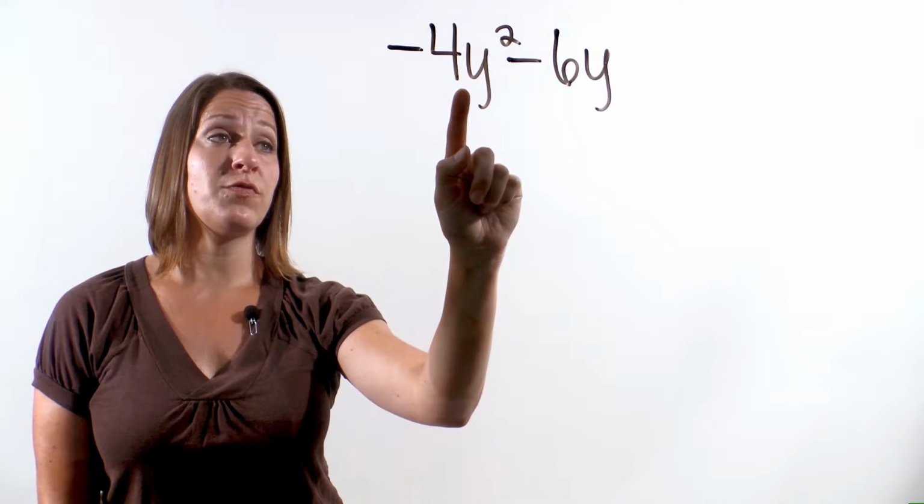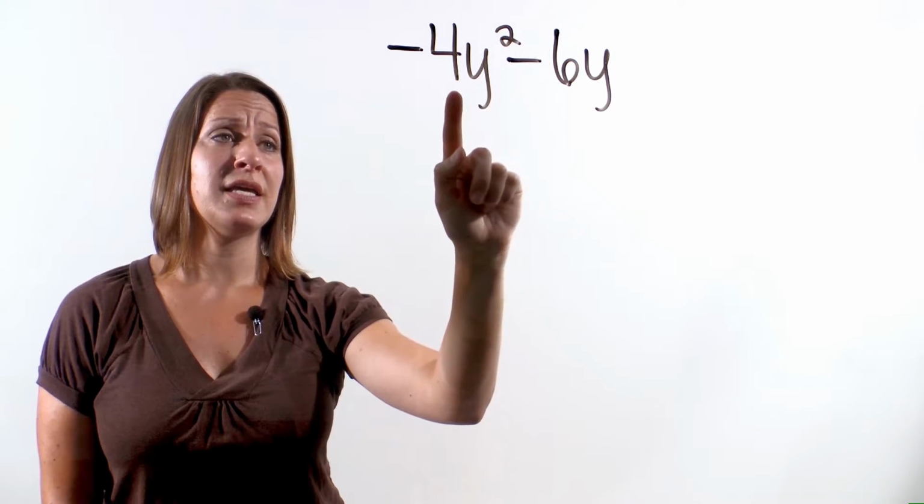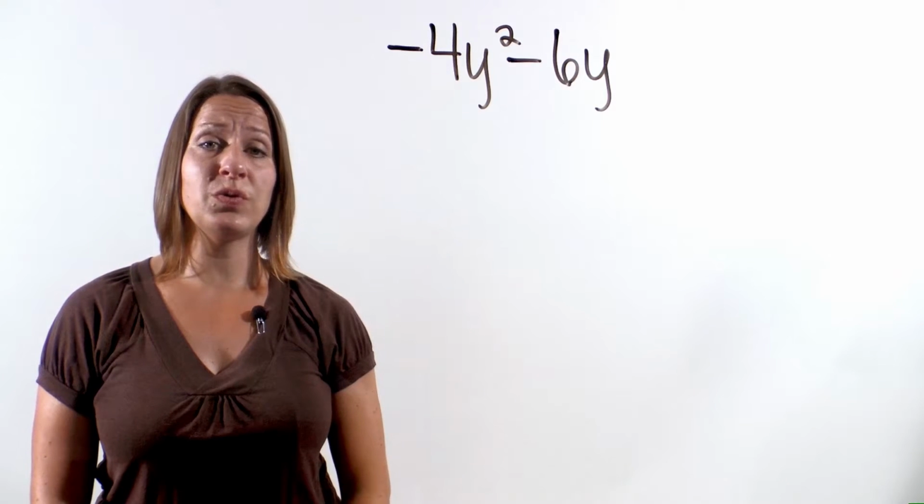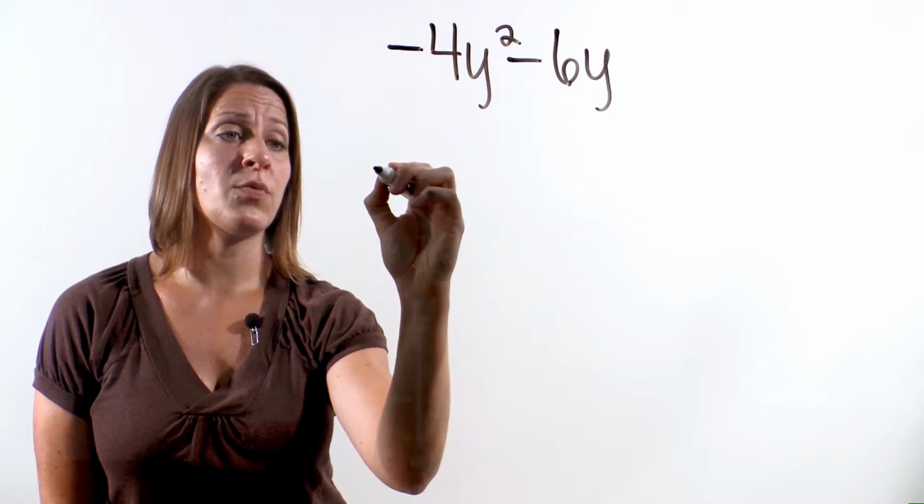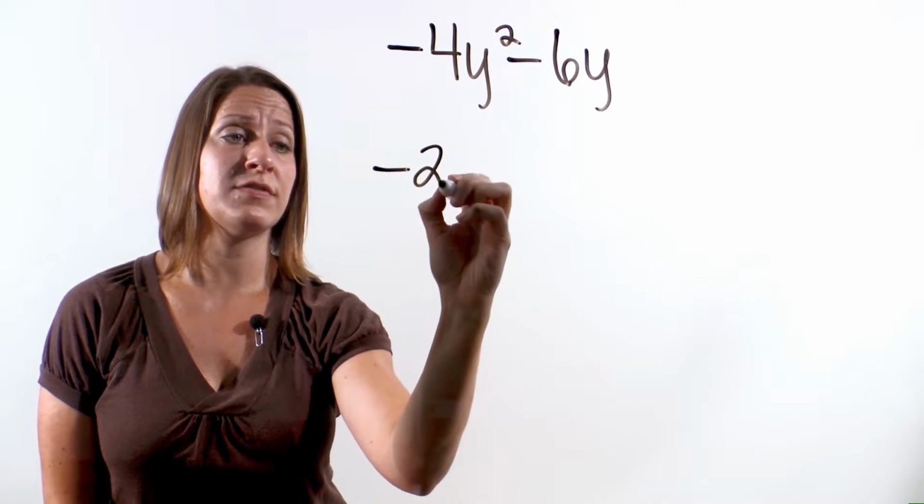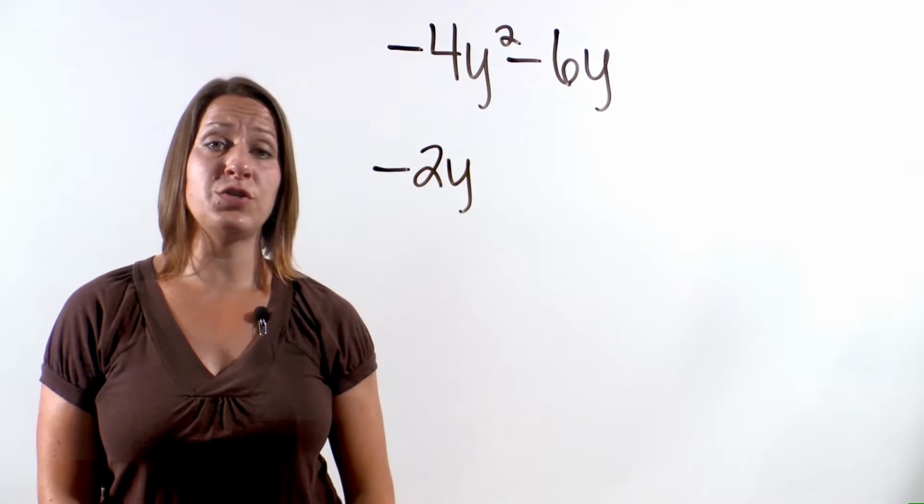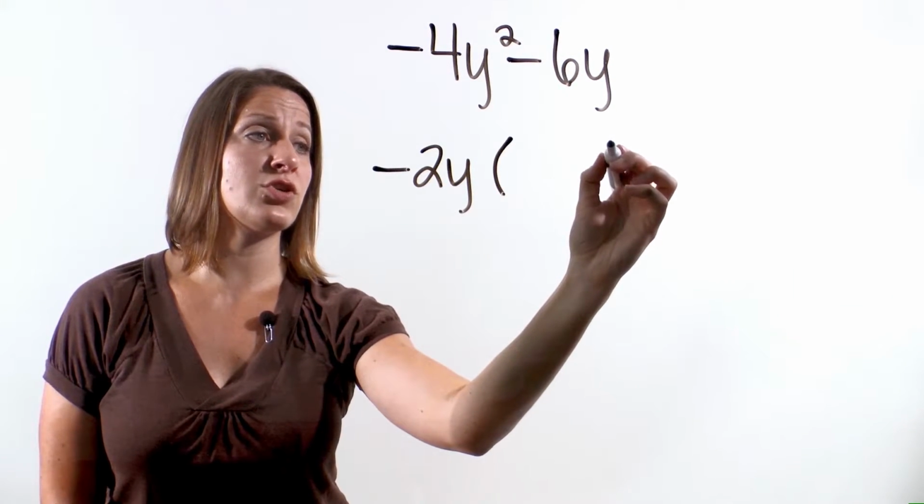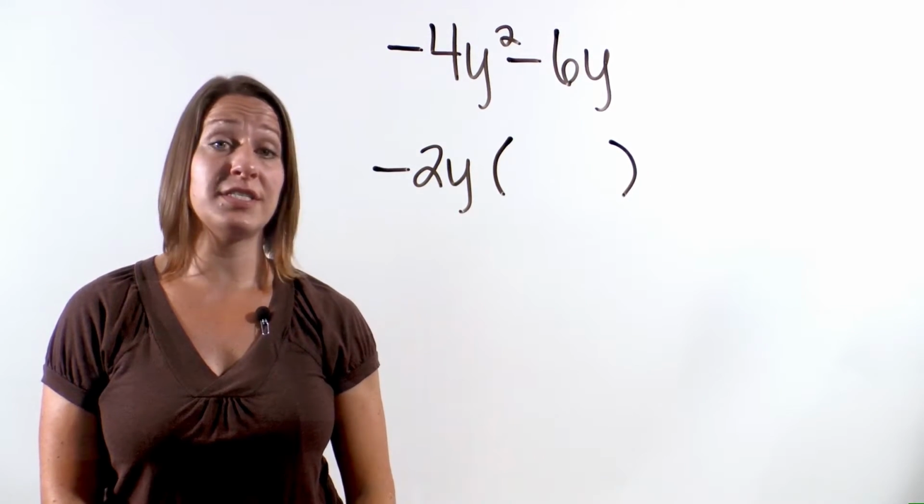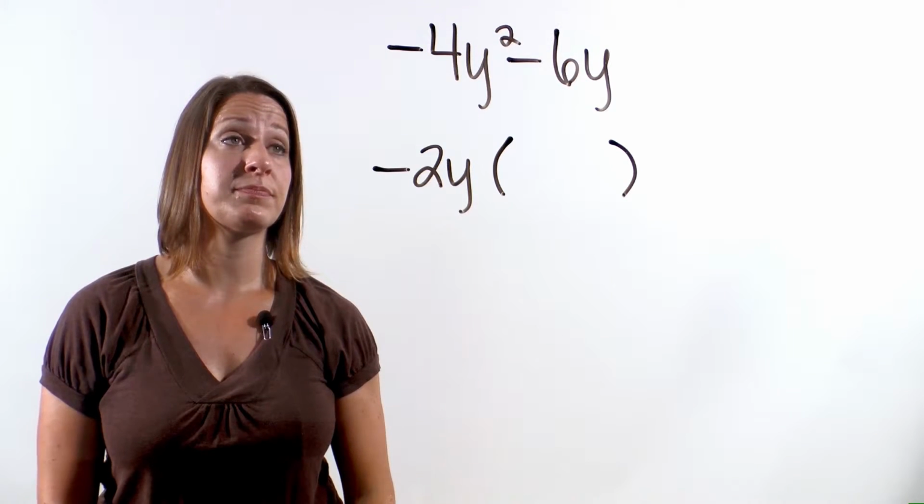The terms negative 4y squared and 6y both have a 2 and a y in common. And we're going to go ahead and put the negative with the 2y, so negative 2y. We're going to draw our parentheses because this is a multiplication problem.